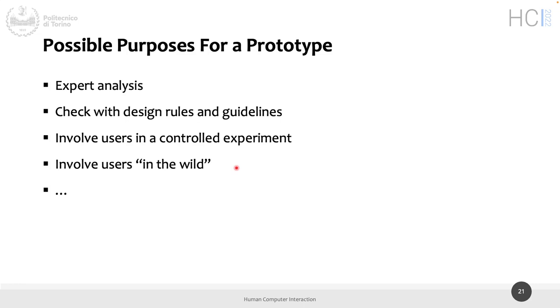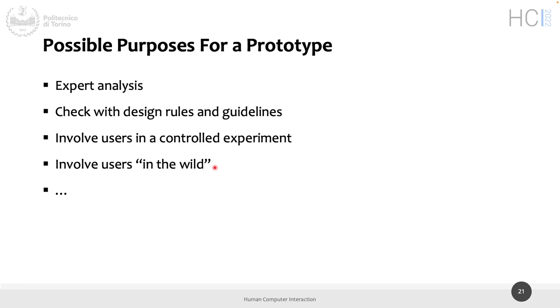And again, all of this is something that for some kinds of prototypes works better, and for others is not possible. So with a low fidelity prototype, you probably cannot do an in the wild evaluation because, as we have seen yesterday, it's typically made on paper, so you can give a piece of paper to one person for one week, but it's not really useful. You don't really get the information that you want because it's not doing anything. It's just a piece of paper.